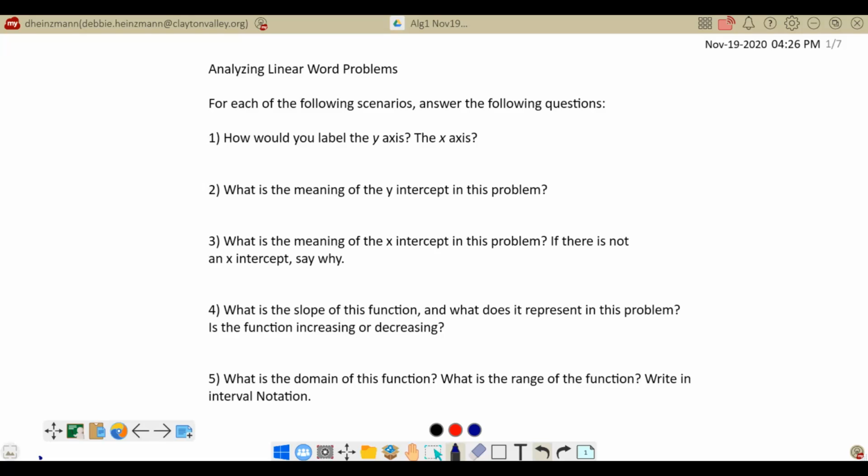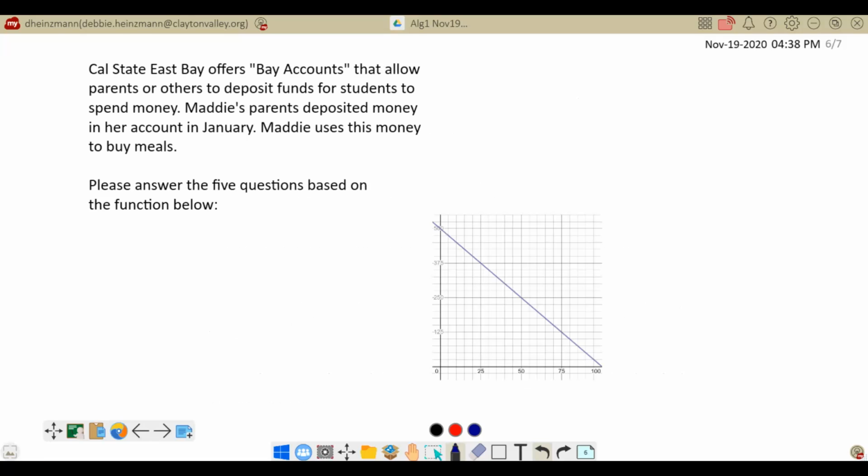So let's go to our problem. Okay, here's our problem. Let's begin by checking it out. Cal State East Bay offers Bay accounts that allow parents or others to deposit funds for students to spend money. Maddie's parents deposited money in her account in January. Maddie uses this money to buy meals. Please answer the 5 questions based on the function below.